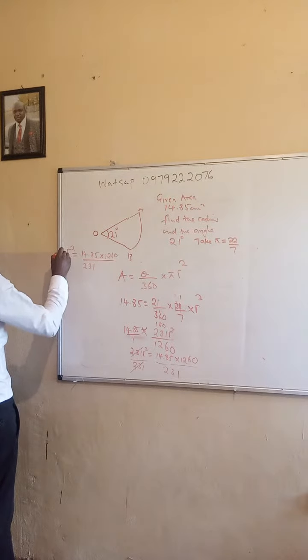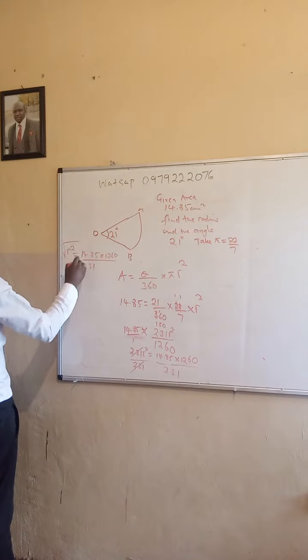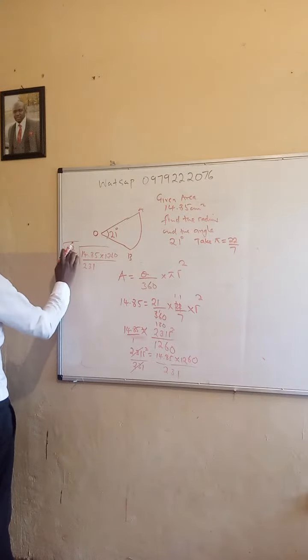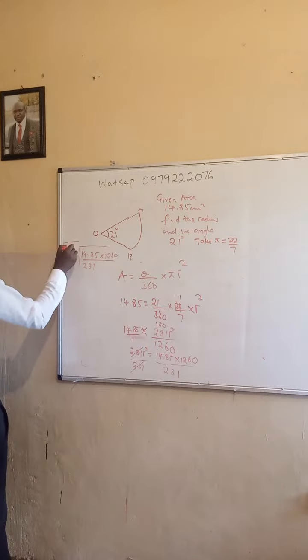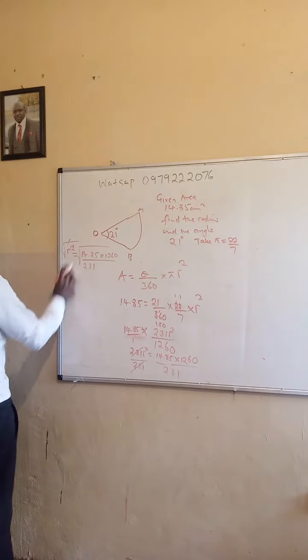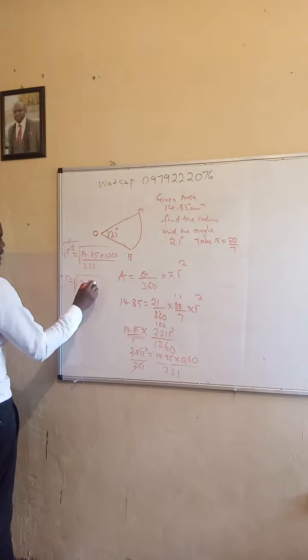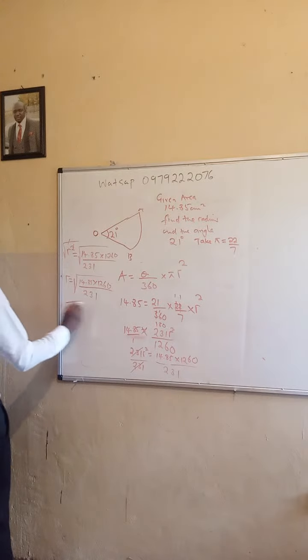Then because of this r squared, you square root both sides, even this side and this side. So just say r, not r squared. This squared cancels with the square root. So what remains there is r. So r is going to be equal to the square root of 14.85 times 1260 over 231. So this is our answer, guys.